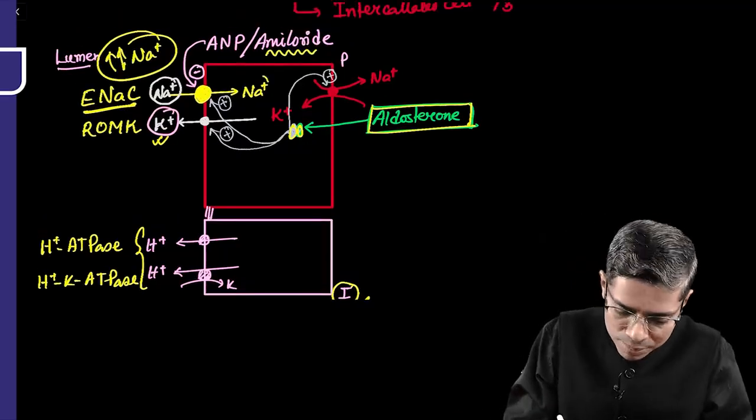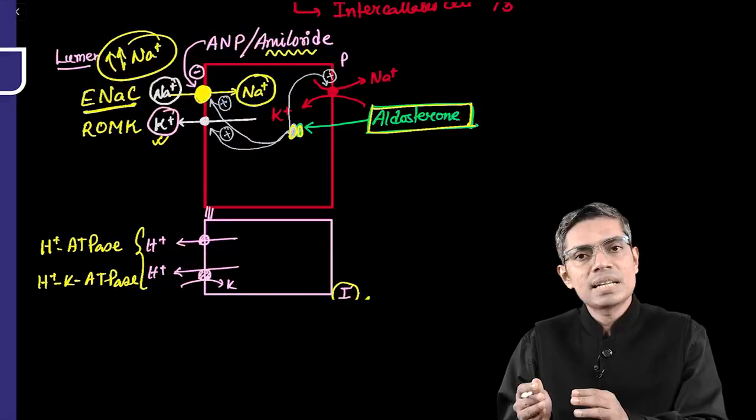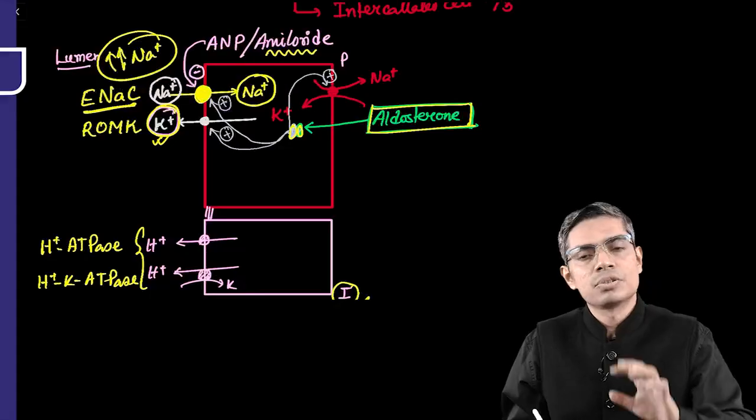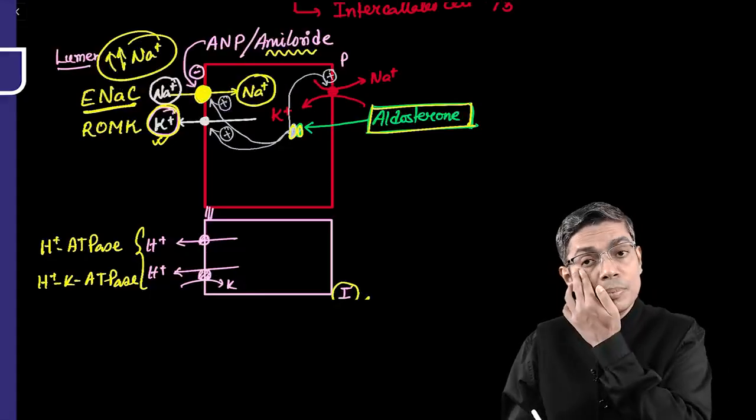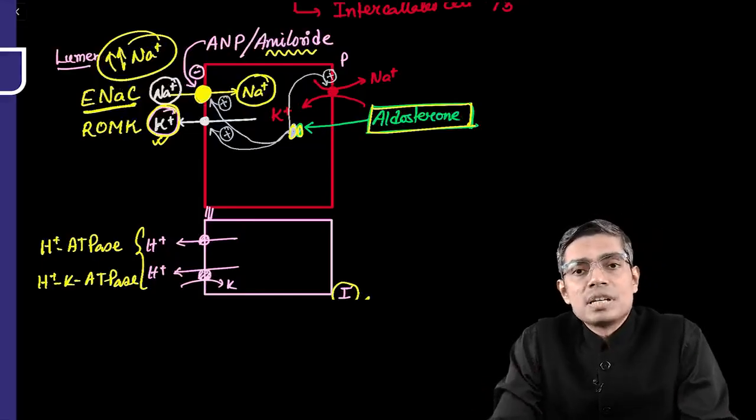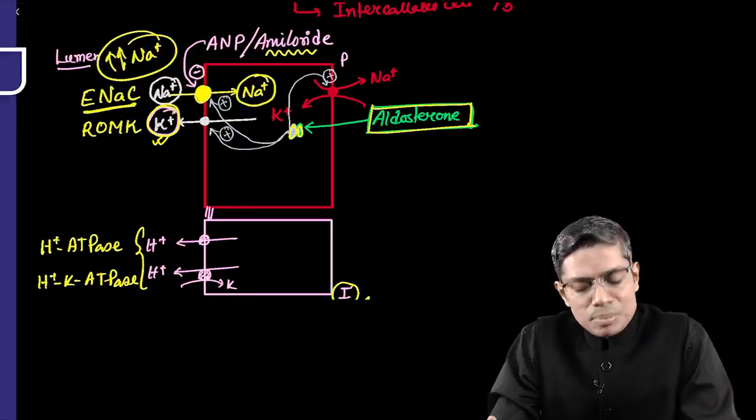So the collecting duct will try to absorb more and more sodium. Whenever the collecting duct is absorbing more sodium, potassium will be secreted in the urine. So thiazide can also produce hypokalemia by increasing distal sodium content in the nephron, right? So this way you have to remember.